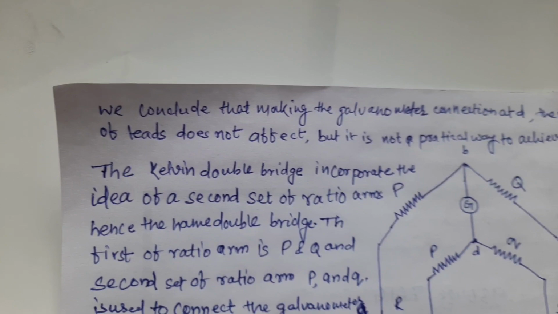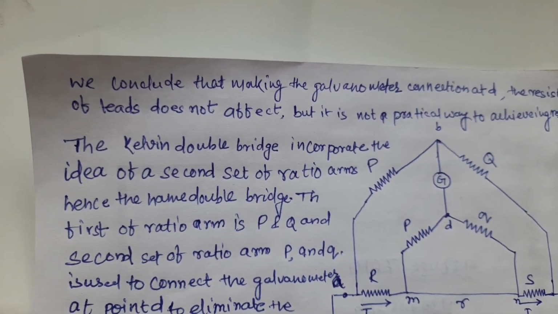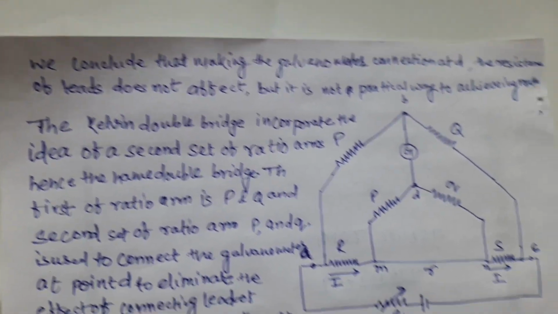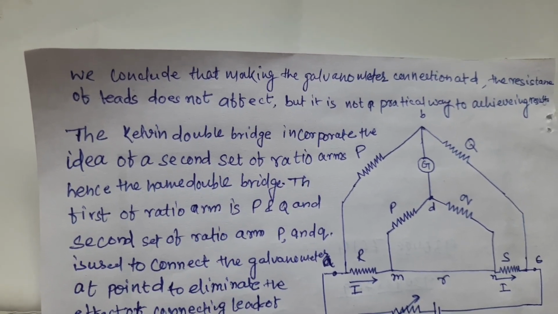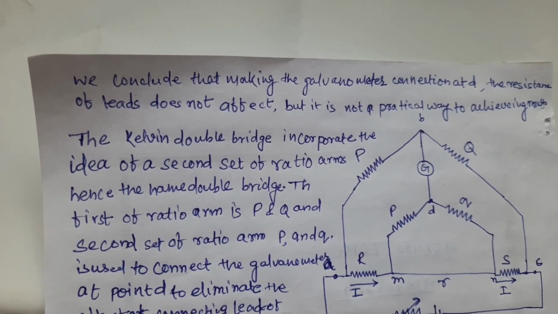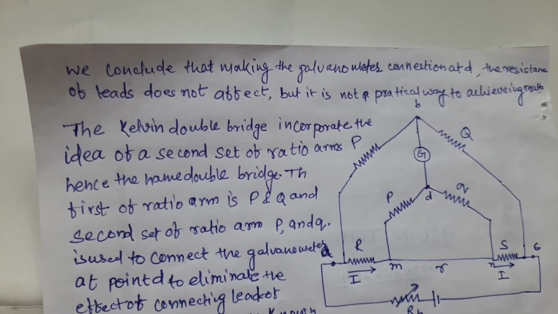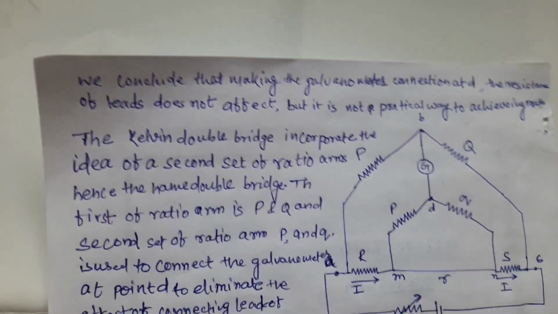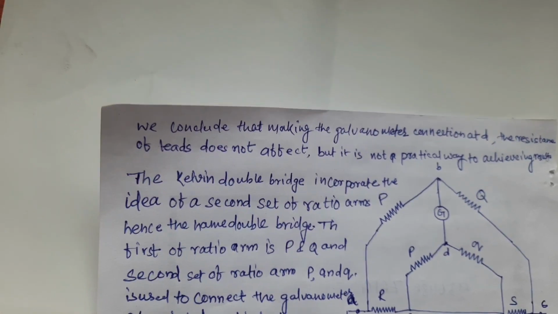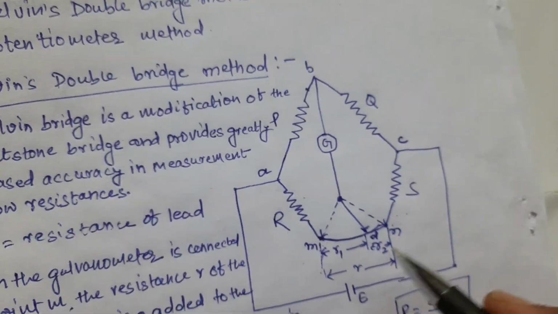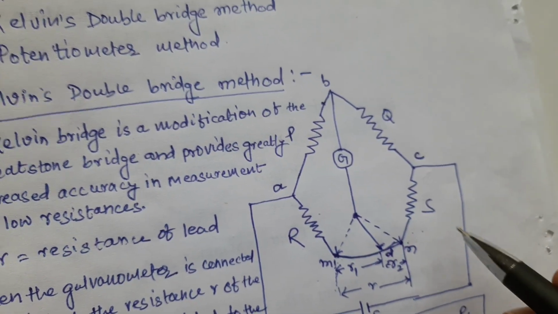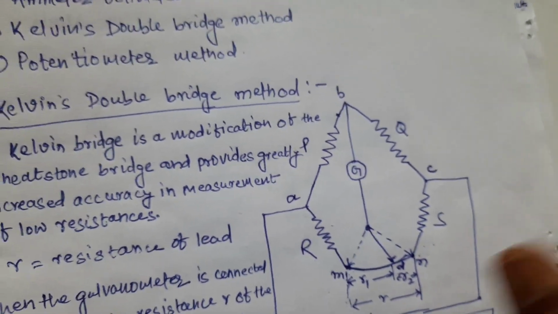So we conclude that by making the galvanometer connection at point D, the resistance of the lead does not affect the measurement, but it is not a practical way of achieving the result, because it is very difficult to find a null point in a connecting wire.